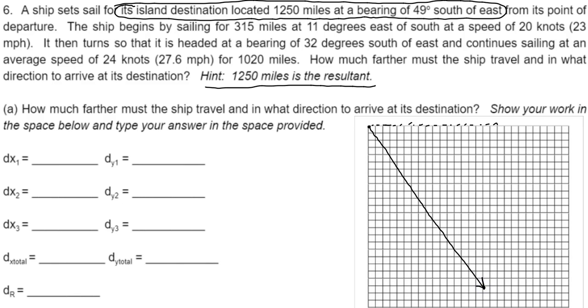Okay, and that's 1,250 miles, and that was also the resultant. So I'm going to go ahead and fill this in now. 1,250 miles is the resultant. So this is going to give me my total. My total distance, or my total displacement, is this and this.